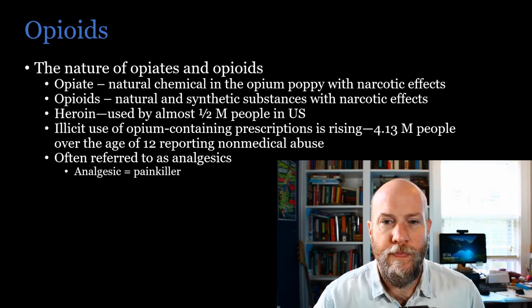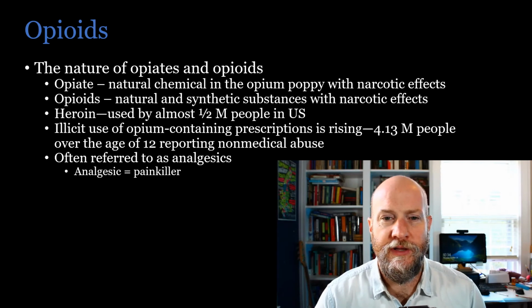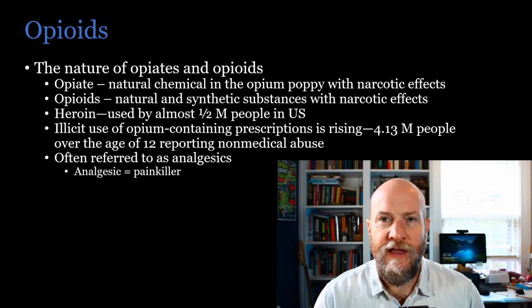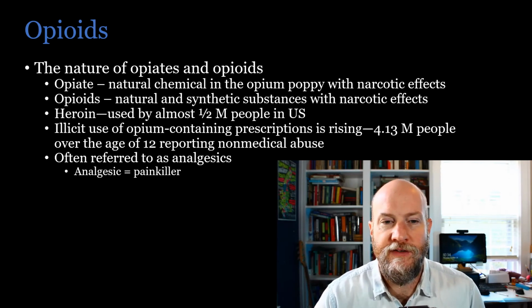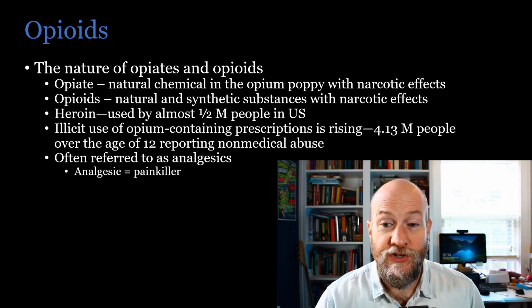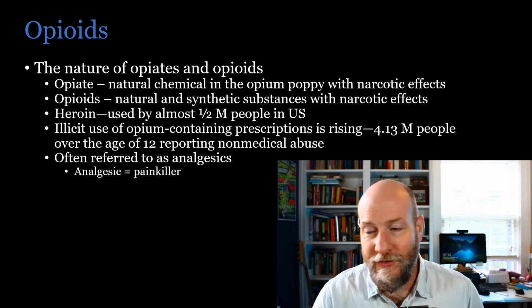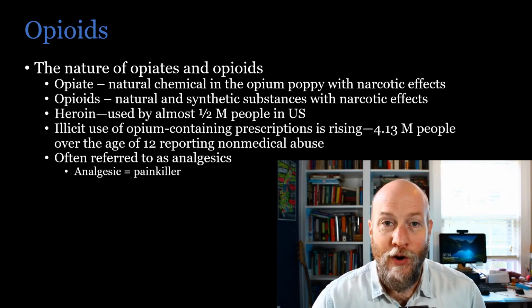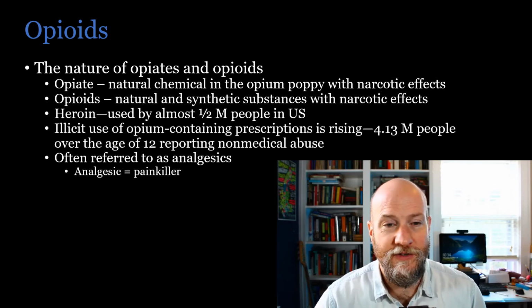So the natural and synthetic substances that we get from the poppy are called opioids or opiates. These are used relatively interchangeably. Heroin is a form of opiate that's processed and is used by about 500,000 people in the U.S. every year. As I mentioned, it was originally developed by Bayer Pharmaceutical in Germany, marketed as a cure for morphine addiction, which was becoming a problem in the early 20th century.